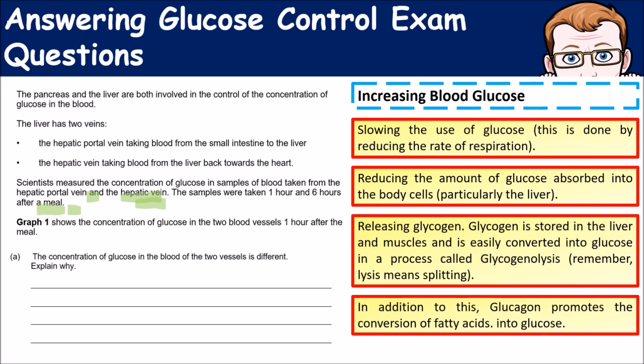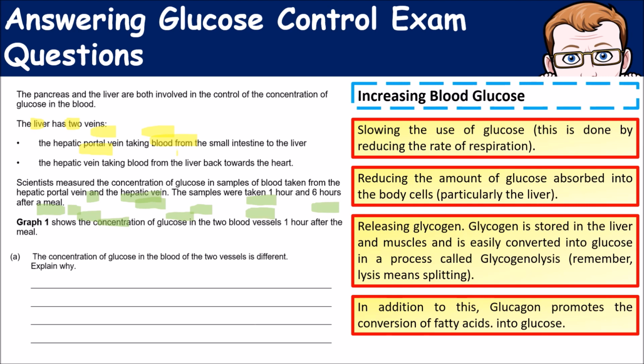So if we go back to looking at this question, it's talking about the liver and the fact that it's got two veins. The hepatic portal vein is taking blood from the small intestines into the liver. And the hepatic vein is taking blood from the liver back towards the heart, right? They're two key bits. So scientists measured the concentration of glucose in samples of blood taken from the hepatic portal vein and the hepatic vein.